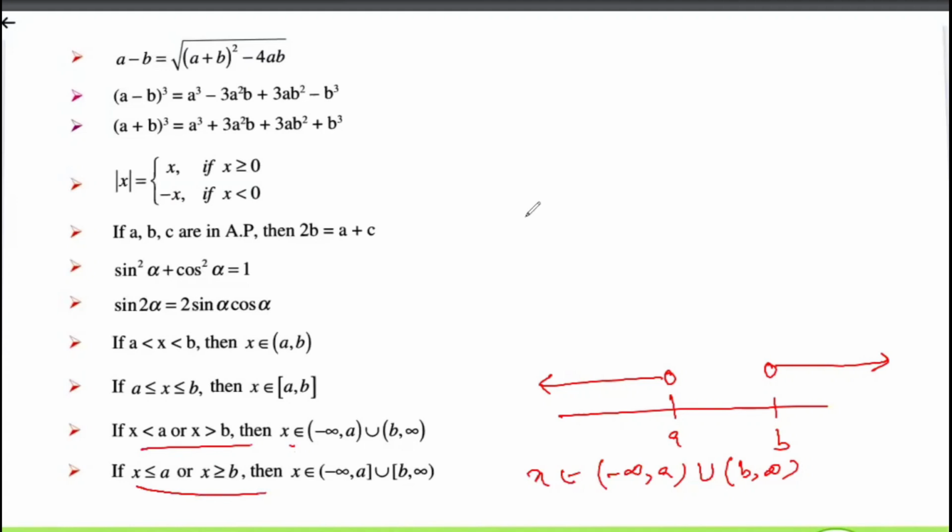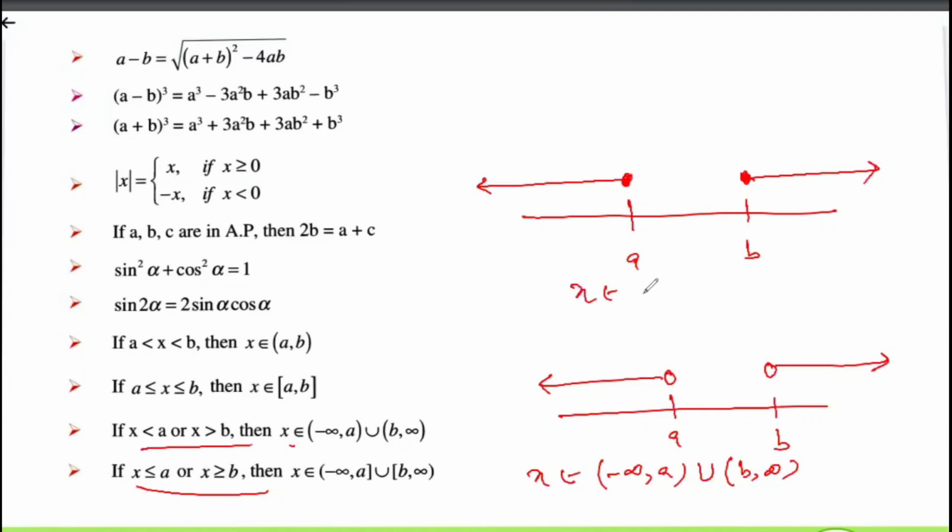Finally, this one when it is equal, what are we representing here? A and b. So this is represented as x is an element of minus infinity to a, but a is also included. Union starting from b, which is also included, and it is going up to infinity, which has the open symbol.